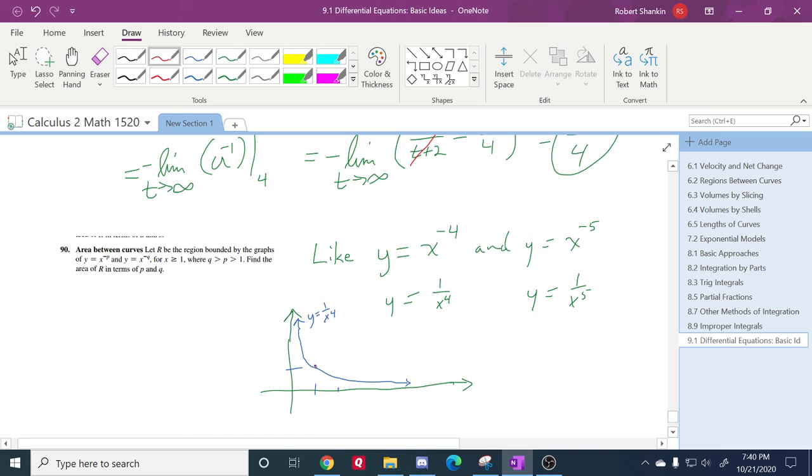It's half as high when x is 2. So it's like this, and it goes up quicker over here. Okay, and that one is y equals 1 over x to the 5th. Now, we're finding the region R bounded by these two graphs for x greater than or equal to 1. So we're actually finding the area between these two curves.